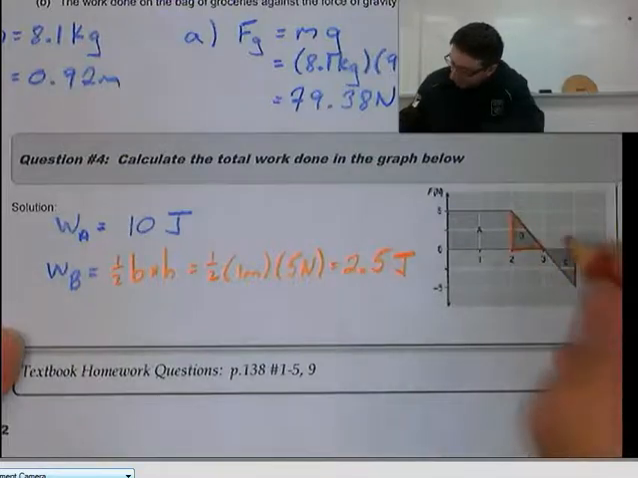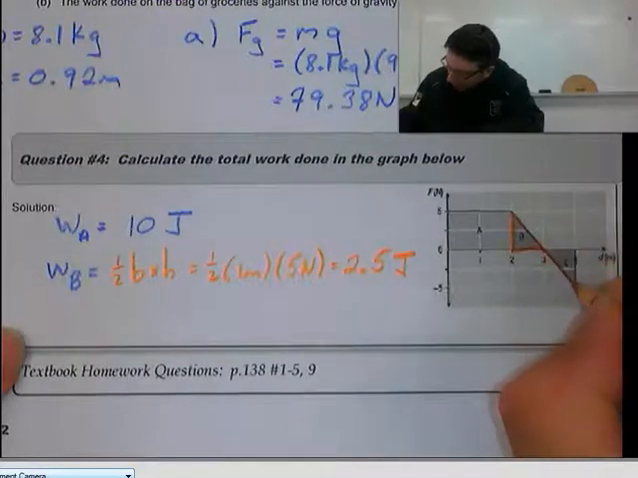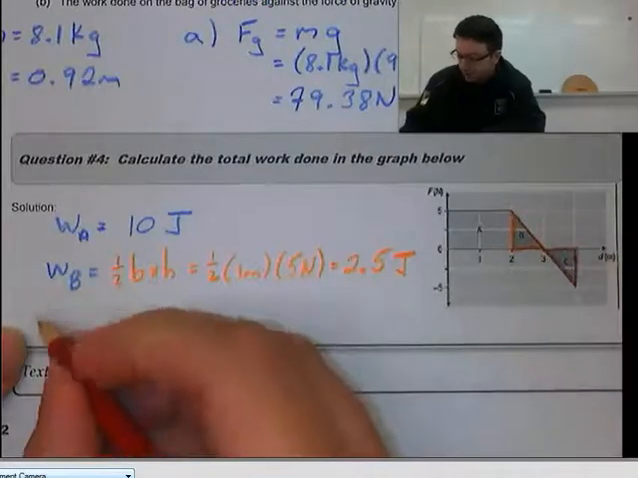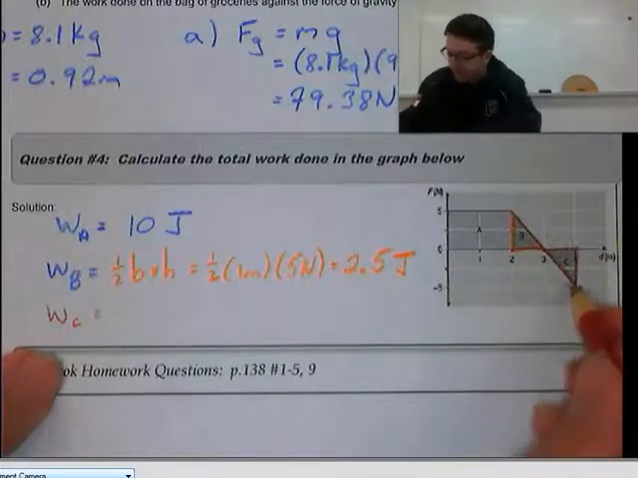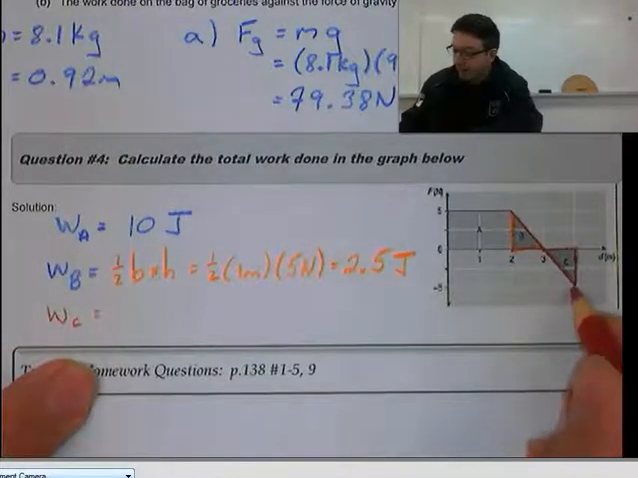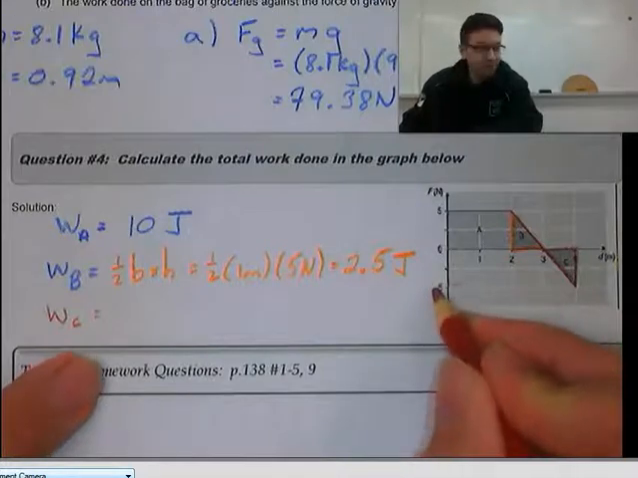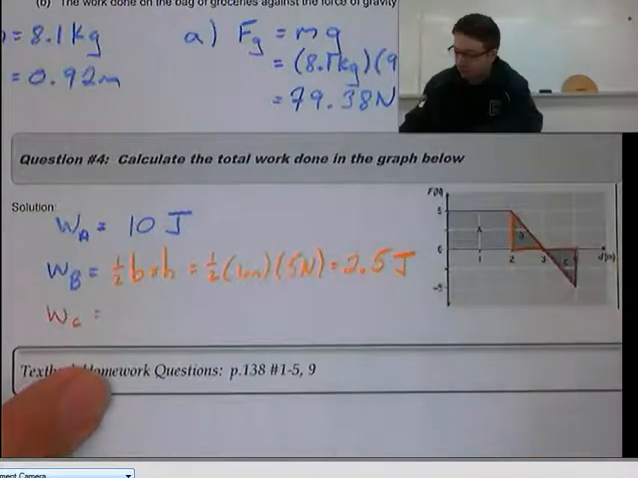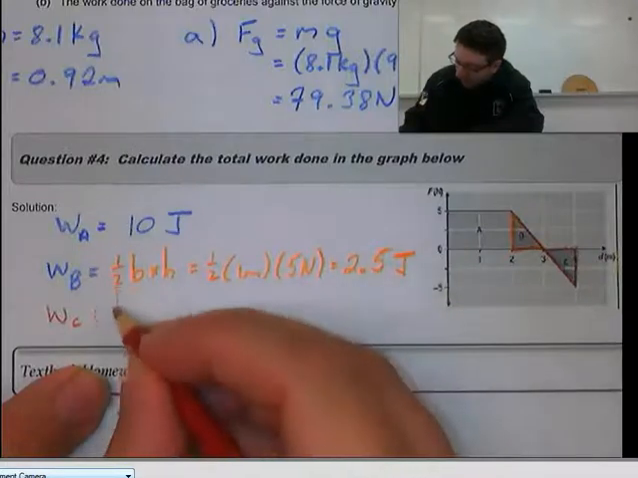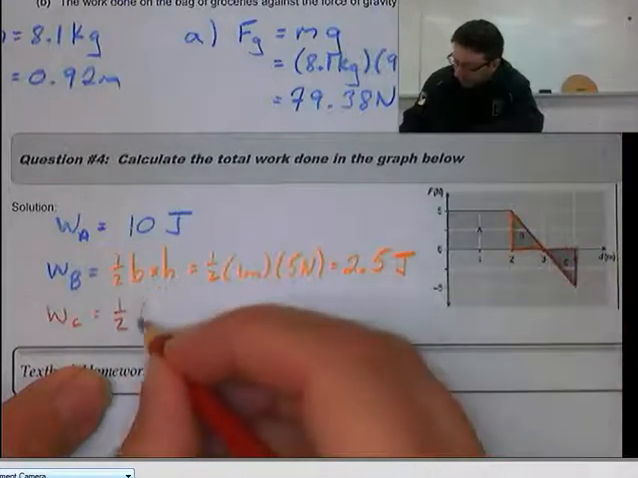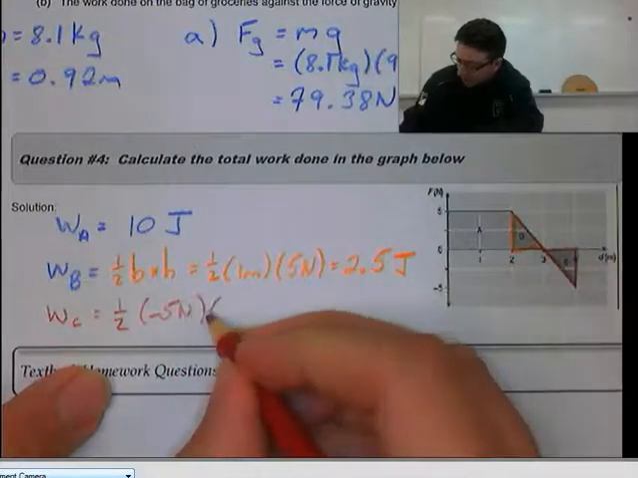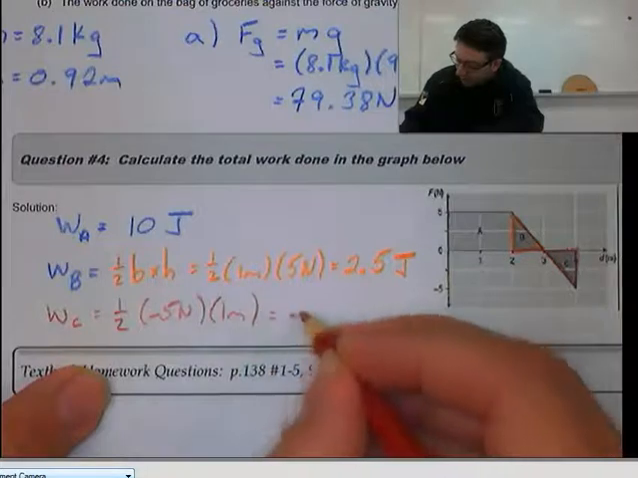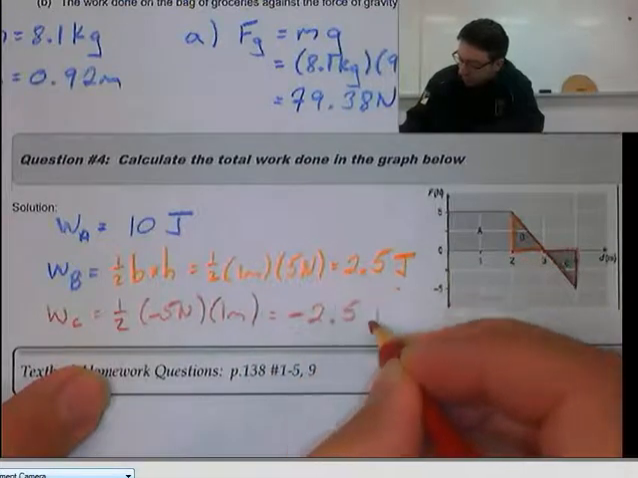Your last one right here, this is negative work. Right? It's also a triangle. So we have 1/2 base times height. It's going to be negative, and you can see on here also why, because we have a negative force being applied in the opposite direction. And so we have 1/2 times our height, which is negative 5 newtons, times our base, which goes from 3 to 4, so that's 1 meter. This gives us negative 2.5 joules.